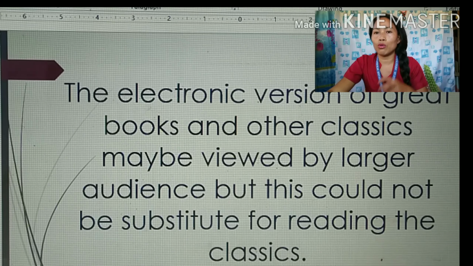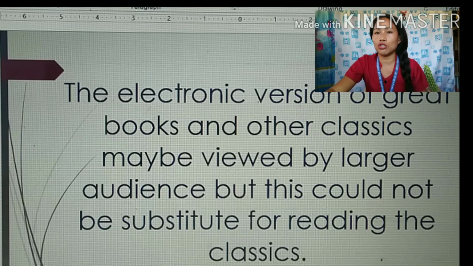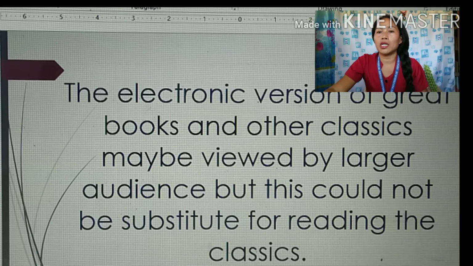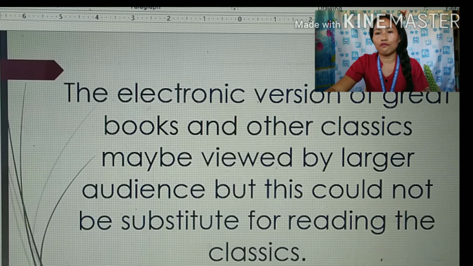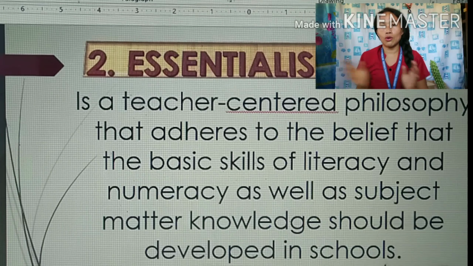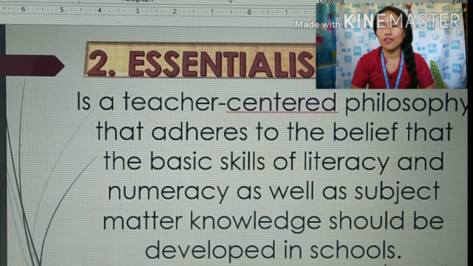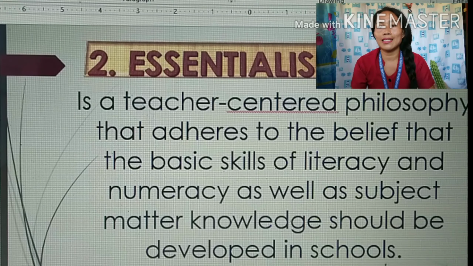Even though electronic versions of great books are now widespread, this could not be a substitute for reading the classics. So the second philosophy and theory of education is essentialism.